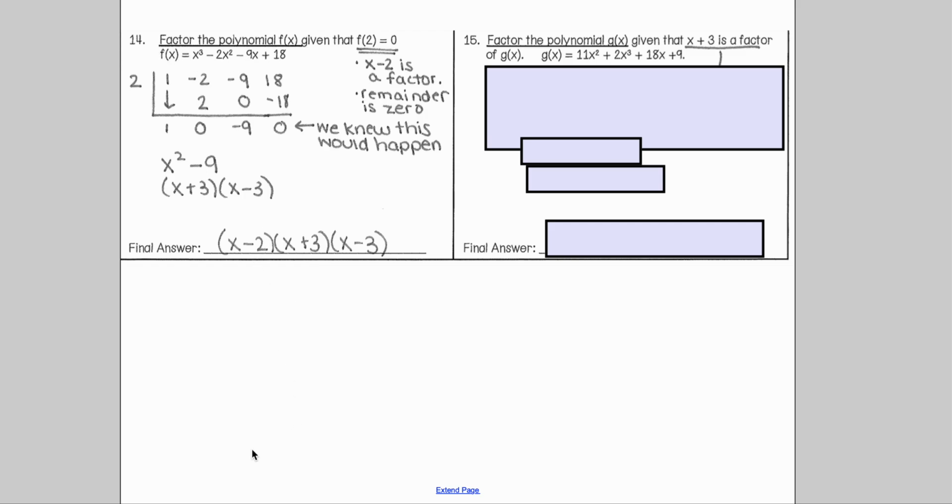Most common mistake is that people will forget the x minus 2, which was given up here, and they'll just say the answer is x plus 3, x minus 3. But hopefully you say to yourself, wait, something's not right because I know this final answer, if I multiply it out, should get me the original question. And x plus 3, x minus 3 definitely doesn't get me this cubic. So what did I do wrong? And then you say, oh yeah, I forgot to bring down the given factor in the original problem. So go ahead, pause the video, see if you can do number 15 on your own.